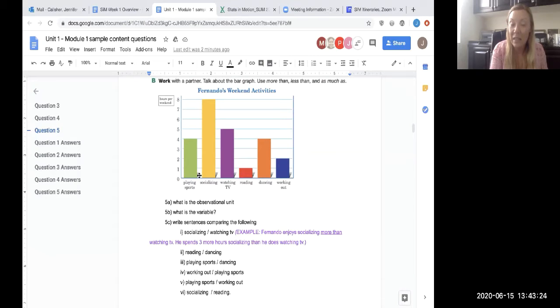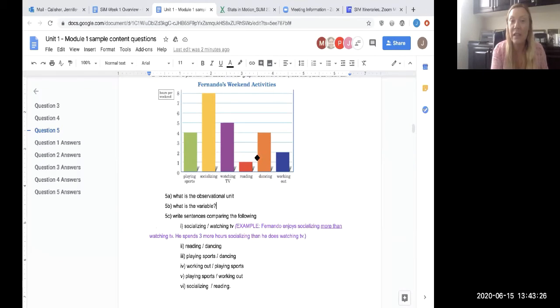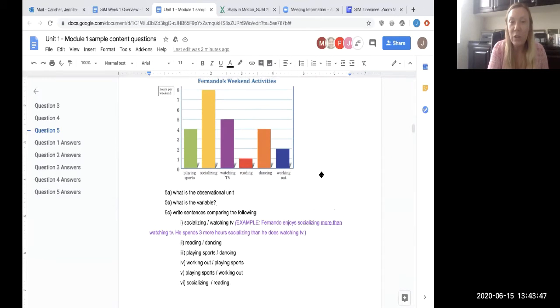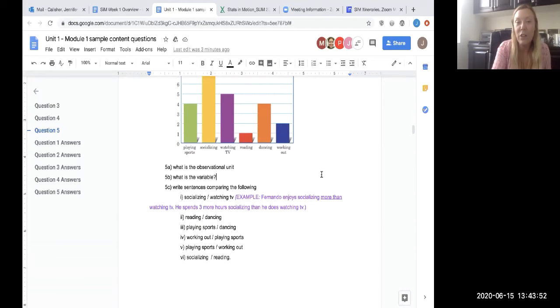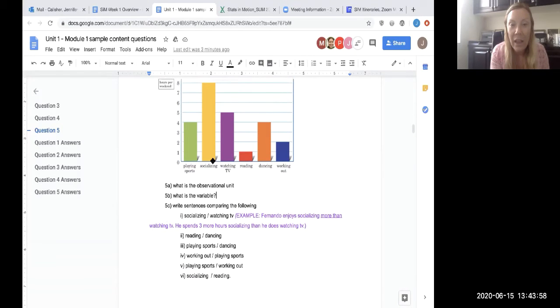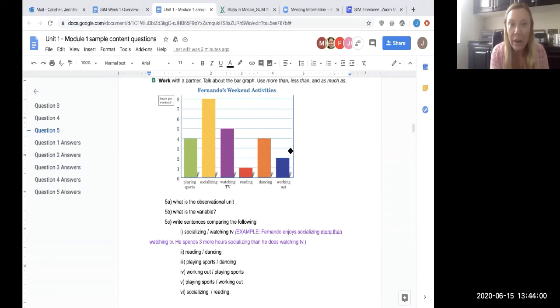So the variable is going to be, what are the different things here that vary? There's two different ways you could look at it. The variables are his weekend activities, because there are all the different weekend activities. But also for each of these activities, the duration of time that he's spending doing each of them is also varying: playing sports, socializing, watching TV, reading, dancing, working out. So those are also variables. We're going to practice comparing these. For example, if we're comparing socializing and watching TV, how long is he socializing for?